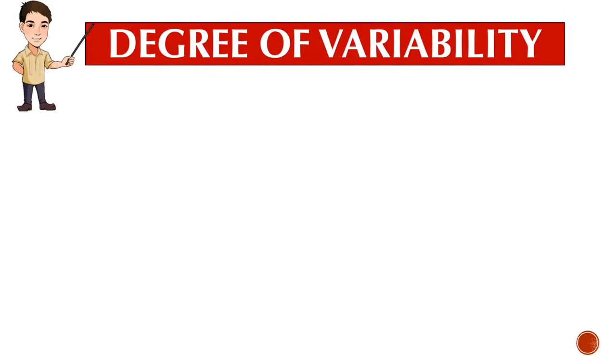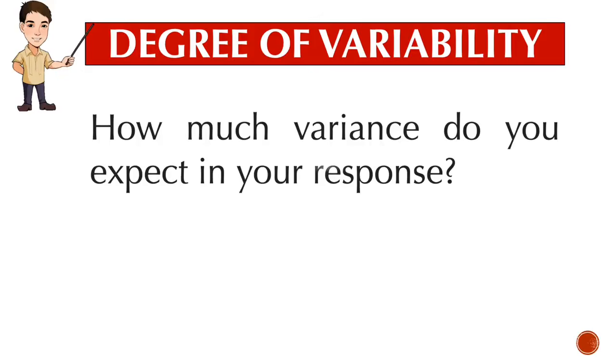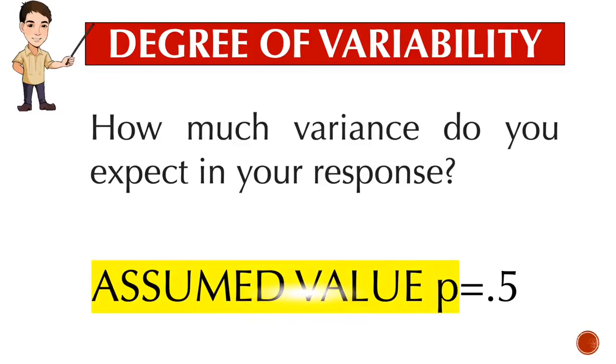Fourth is the degree of variability, or the standard deviation. This asks a question, how much variance do you expect in your response? Since we haven't actually administered a survey yet, the safe decision is to use 0.5. It is often used in determining a more conservative sample size, that is, the sample size may be larger than if the true variability of the population attribute were used.